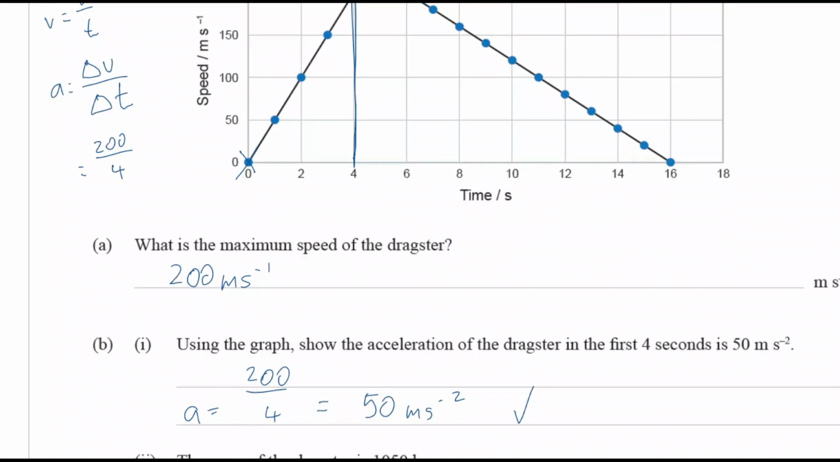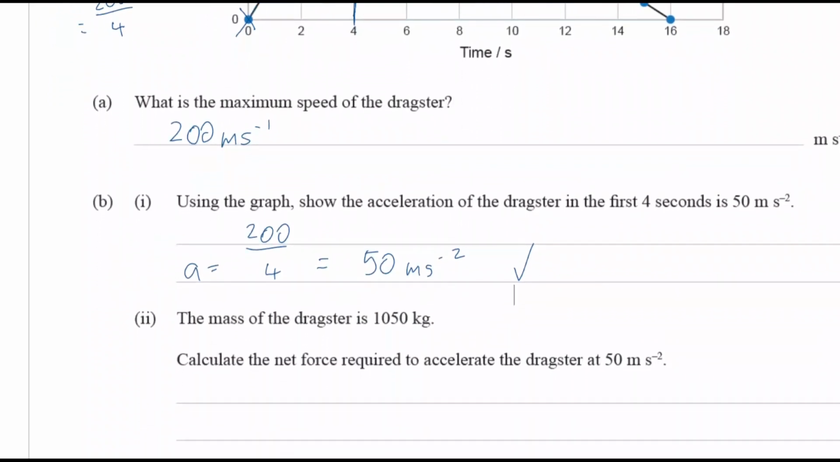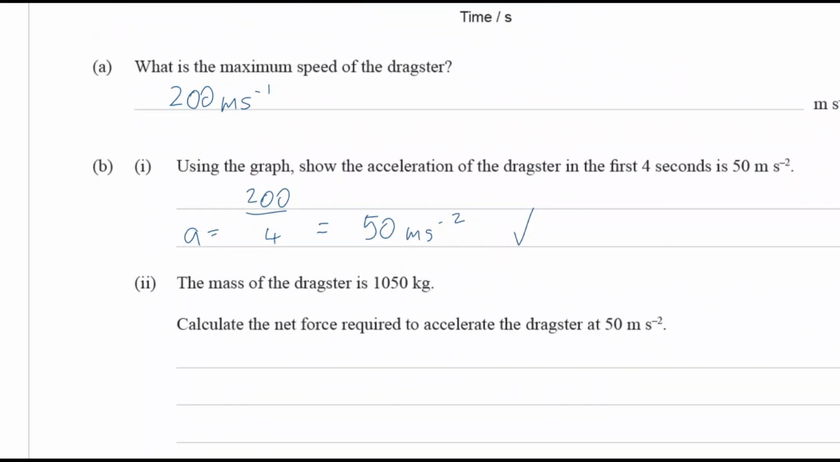All right, so we've showed that that acceleration is 50 meters per second squared, which is about 5 Gs, right? 1 G is an acceleration of 10 meters per second squared. So this thing's accelerating very quickly. We're given the mass of the dragster, so about 1 ton, 1050 kgs. What is the force required to accelerate the dragster? It should be 250 meters per second squared. So force required to accelerate it.